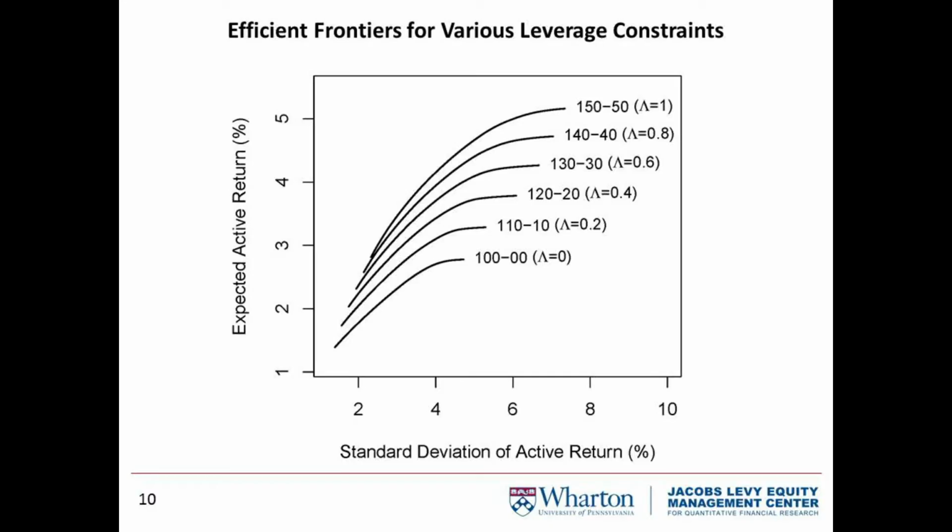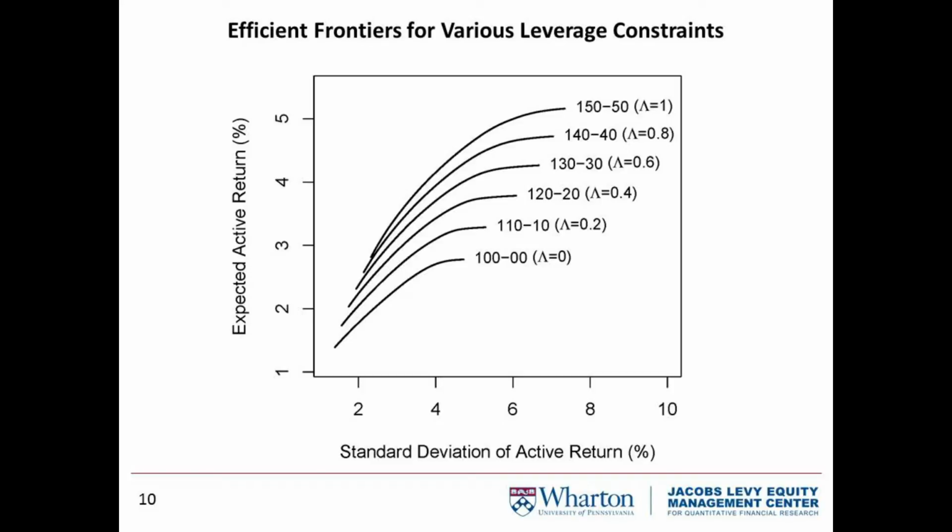So what we have here are efficient frontiers for various leverage constraints. Starting with the axes, the x-axis, the standard deviation of active return, is simply a measure of risk, as Bruce described it. And the y-axis is a measure of expected active return. That's what investors want, is higher return, and they prefer less risk. So if we start with the lowest curve, that's the example of a 100-0 portfolio, or a long-only portfolio where leverage is 0.